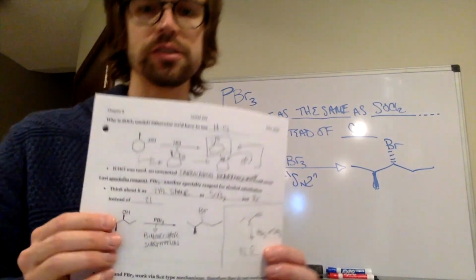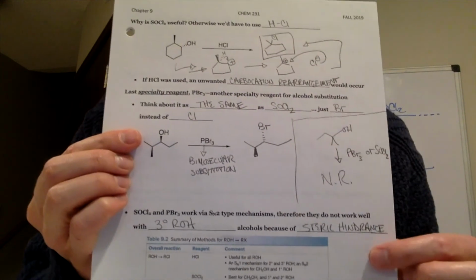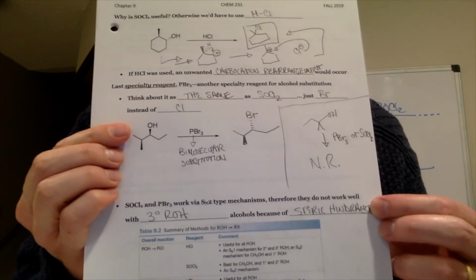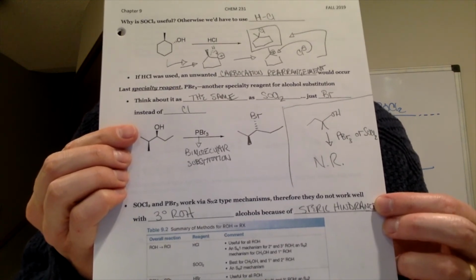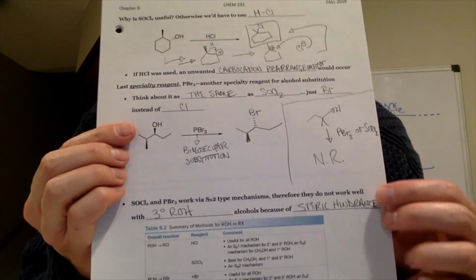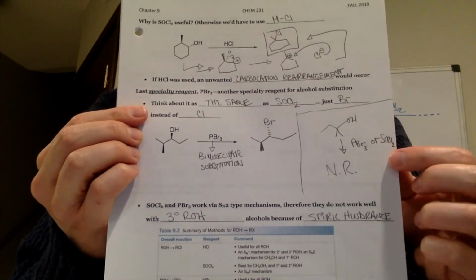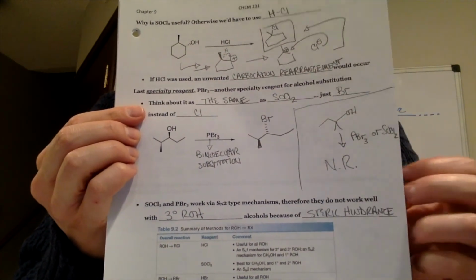So that's essentially what we have to add here. SOCl2 and PBr3 work via SN2 type mechanisms. Therefore, they do not work well with tertiary alcohols because of steric hindrance. So there is a tertiary alcohol right there. PBr3 or SOCl2 would give no reaction with that.